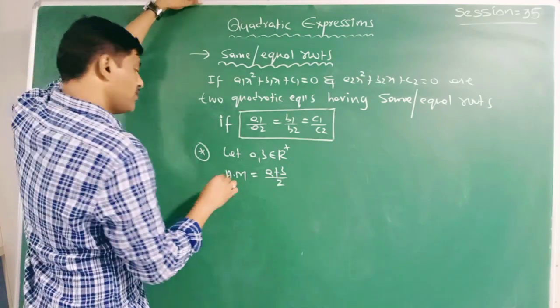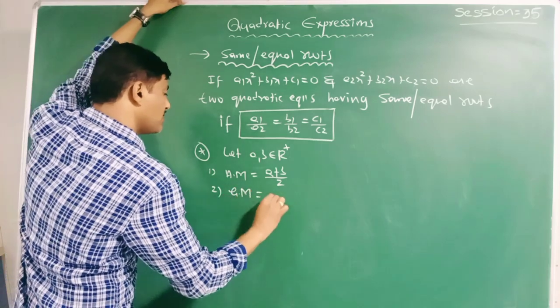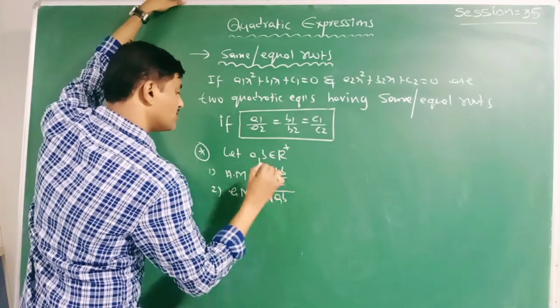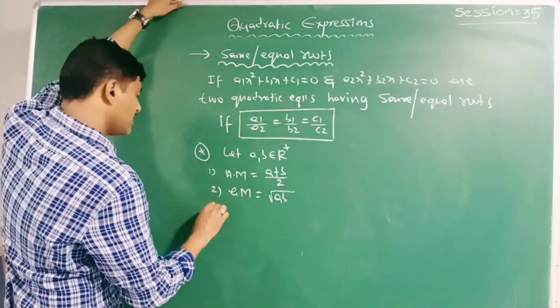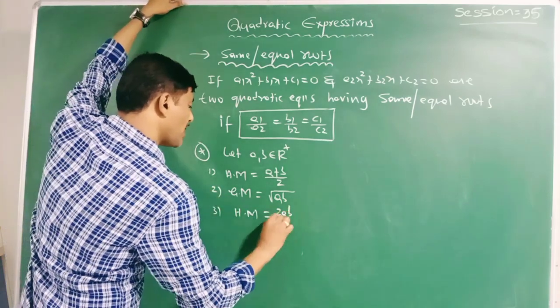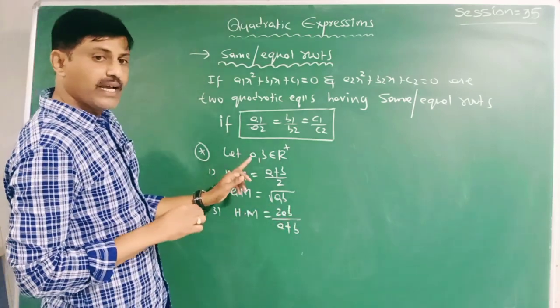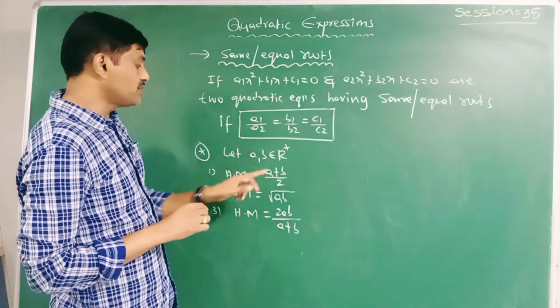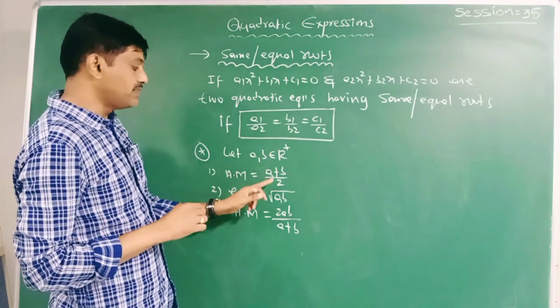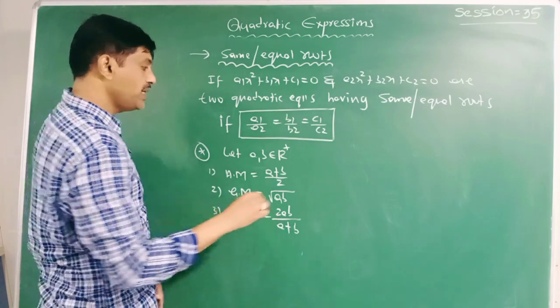Average. This is the first one. Second one, GM. GM is nothing but the square root of the product, root AB. Third one, HM, harmonic mean, that is 2AB by (A plus B). With only two numbers, these numbers being positive, arithmetic mean is the average, geometric mean is root over AB, and HM is 2AB by (A plus B).